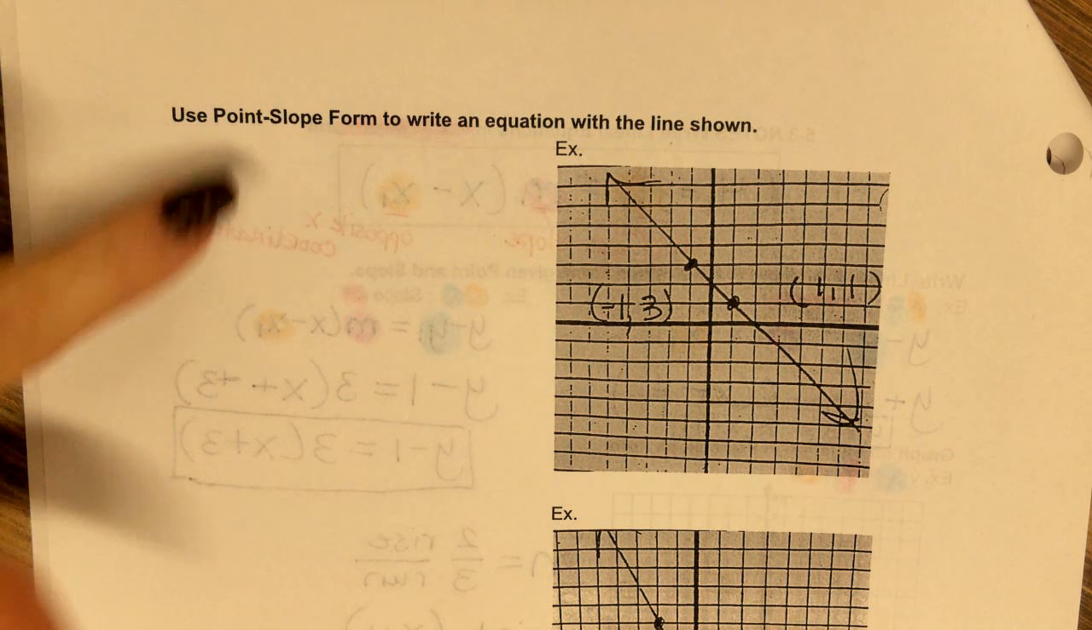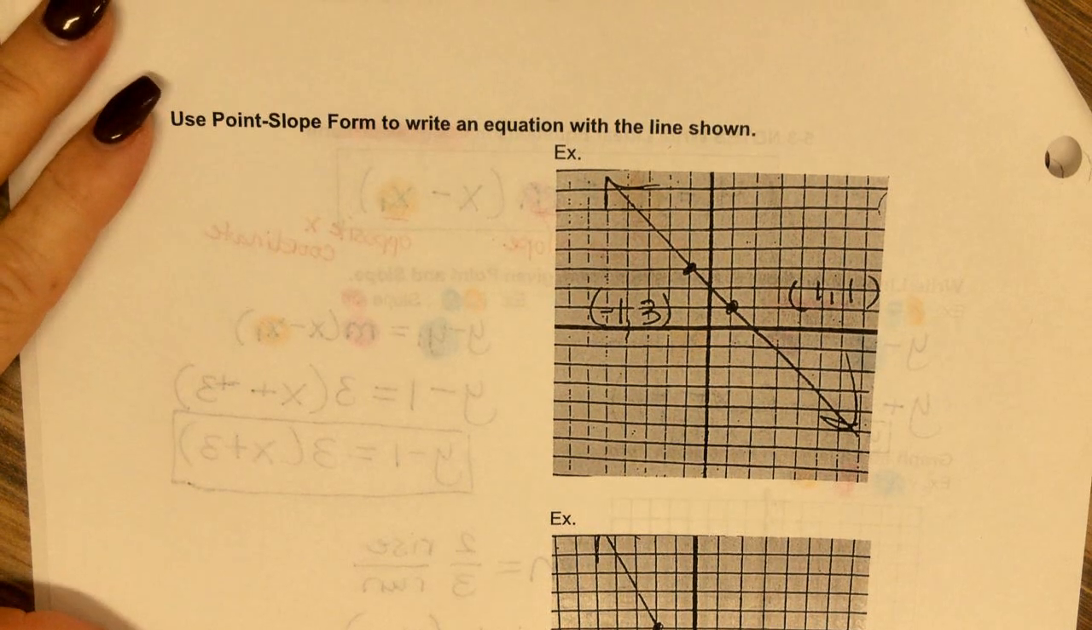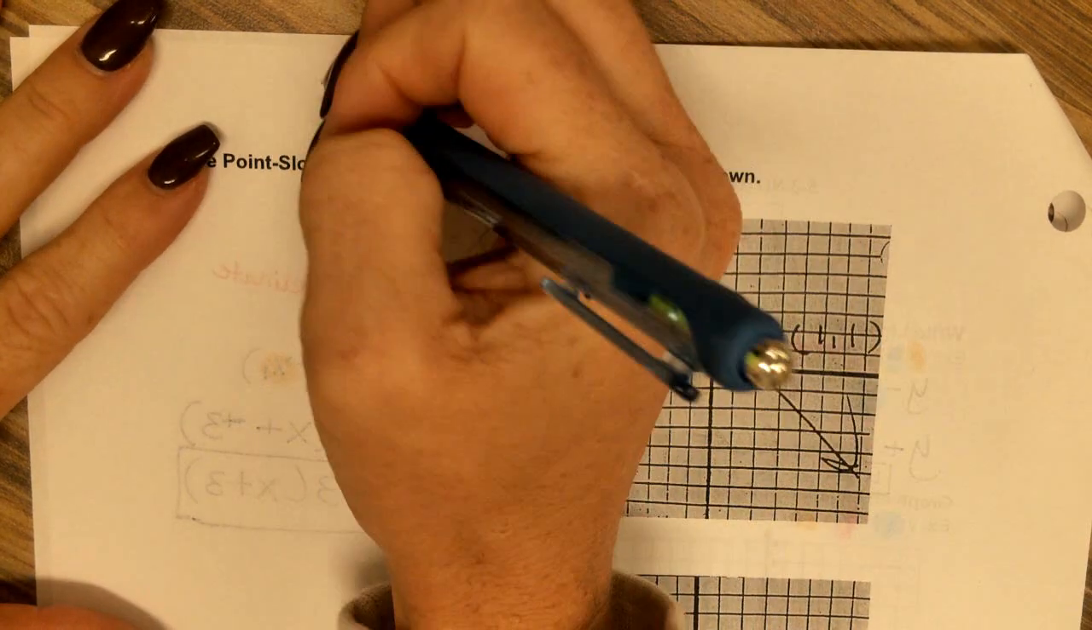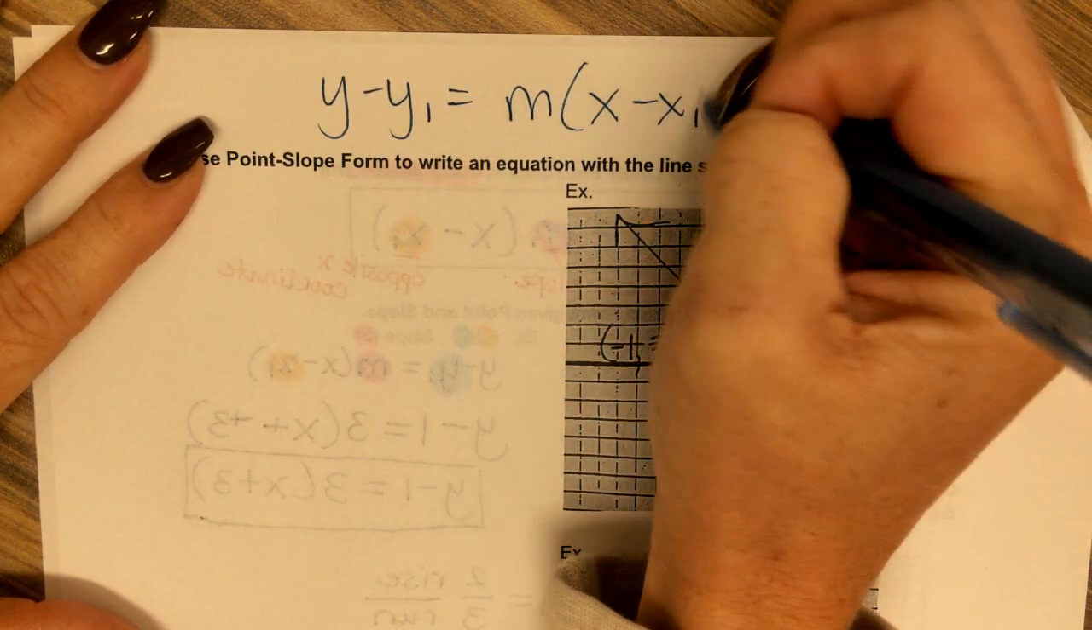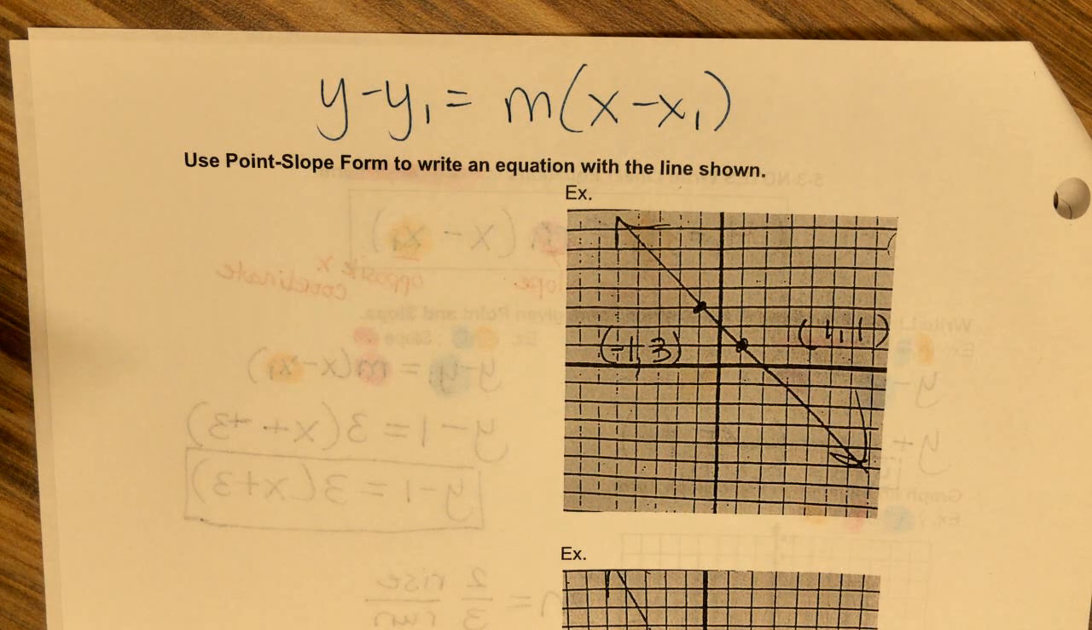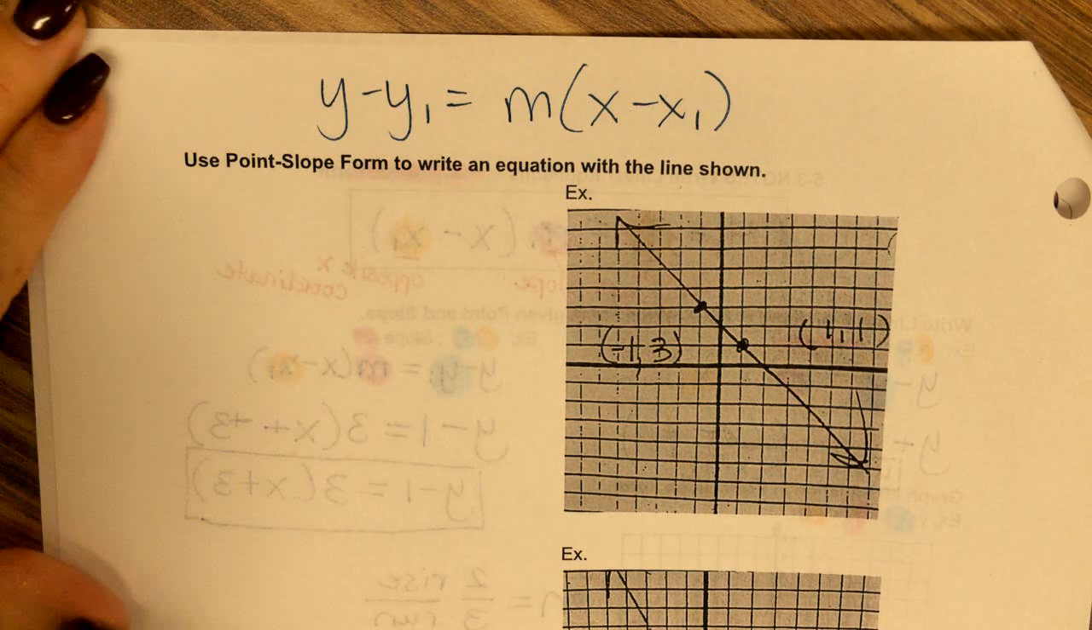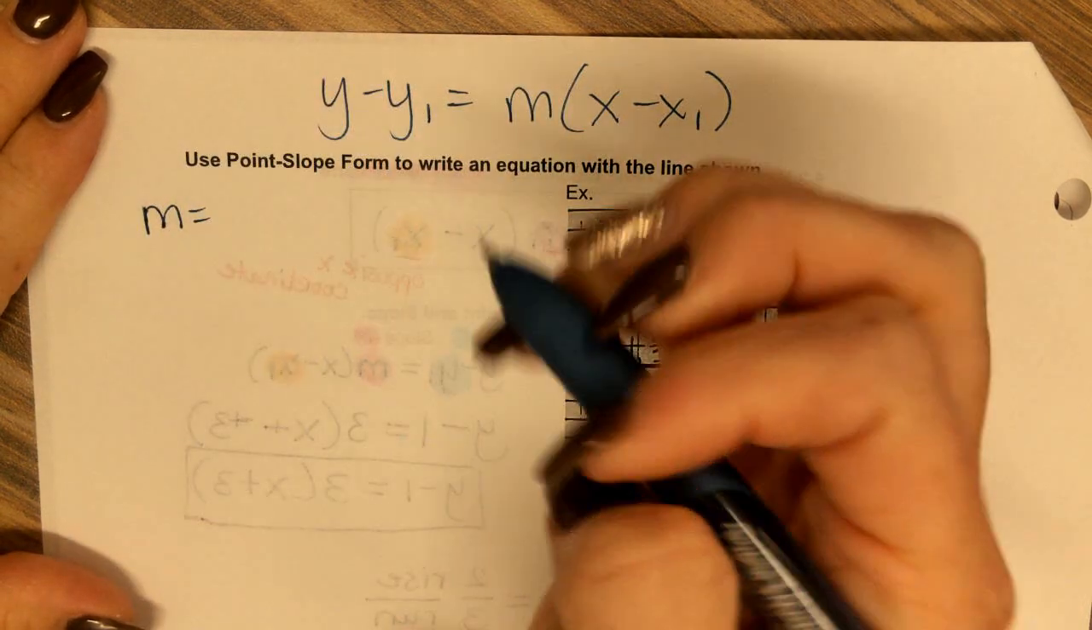All right, so to write an equation in point-slope form, let's write the equation at the top, though. y minus y1 equals m, open parentheses, x minus x1. That way we can refer to it. All right, to write an equation in point-slope form, I need a slope and I need a coordinate.